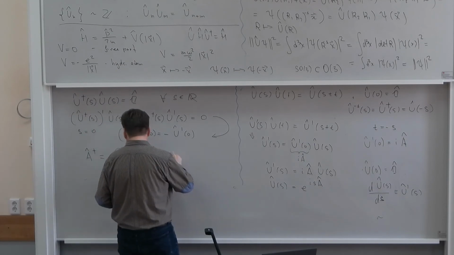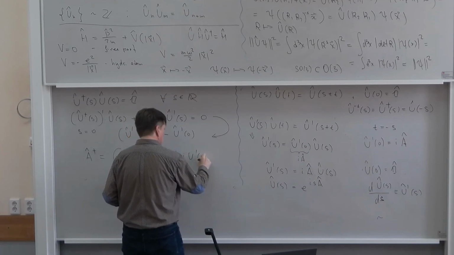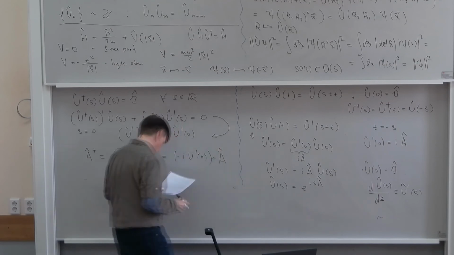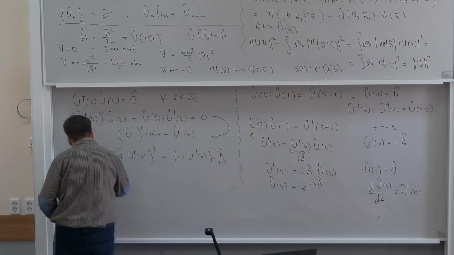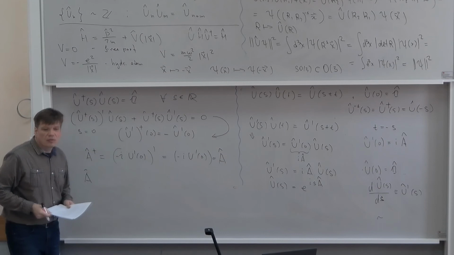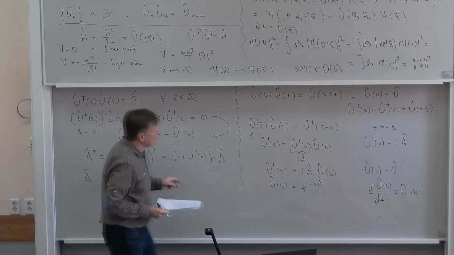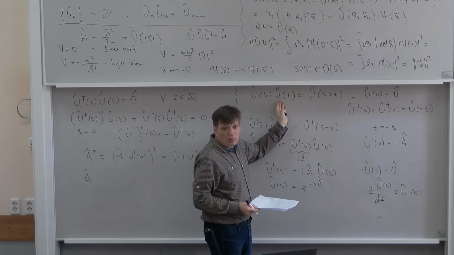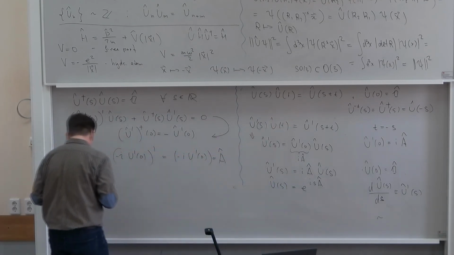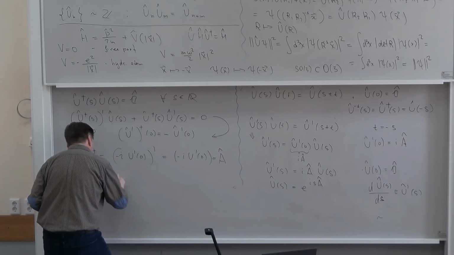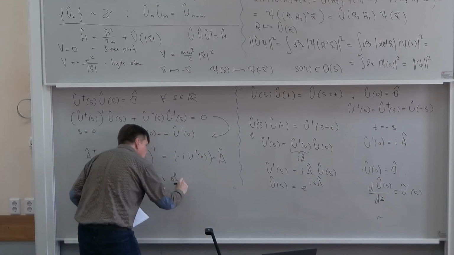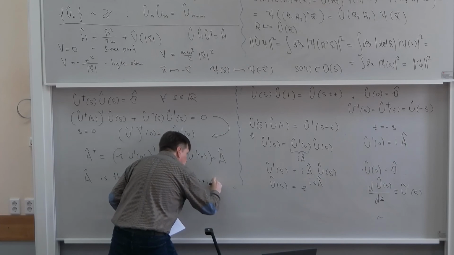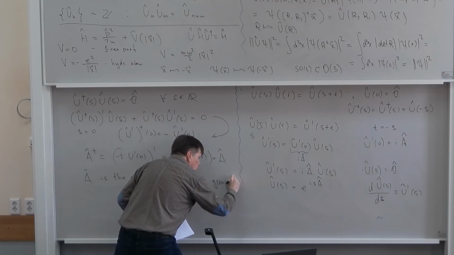is Hermitian. Is Hermitian. And this operator A is called the generator of a one parameter group of symmetries. Is a generator. One parameter group of symmetries U of S.